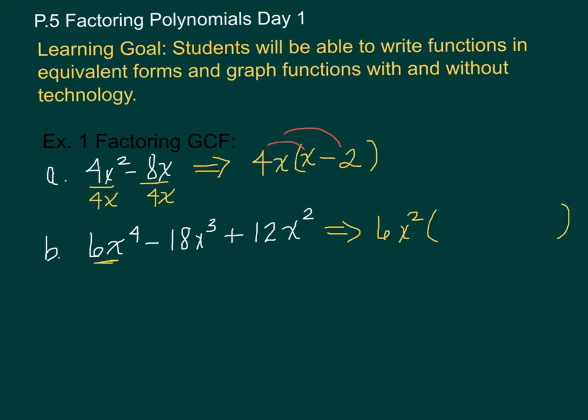And however many terms you have here is how many terms you should have inside your parentheses. So I'm going to divide each one by 6x squared. So the first term will now be left with x squared. The second term, if I divide those, I'm going to get negative 3x. And notice the exponents, I'm subtracting them, because when you divide, you subtract the exponents. And the last term, 12x squared divided by 6x squared, will leave me with 2.